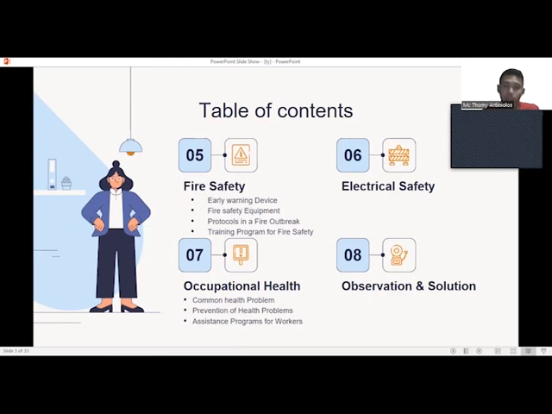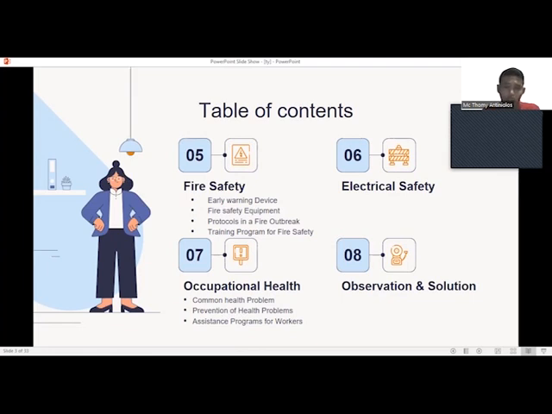Number 5, fire safety. Early warning device, where we determine which early warning system they use in their infrastructure. Fire safety equipment, where we indicate the fire safety equipment they plan to employ in the event of a fire. Protocols in a fire outbreak, where we talk about the procedures in the event of a fire.